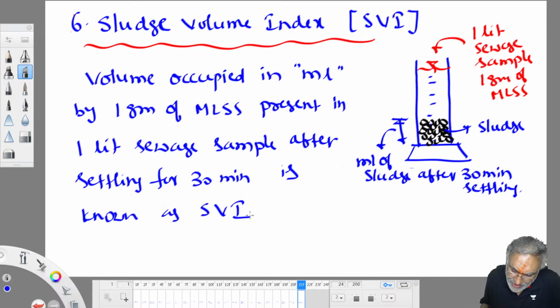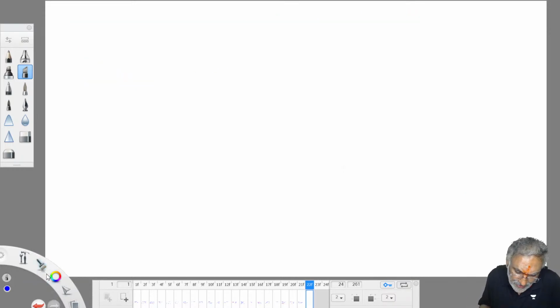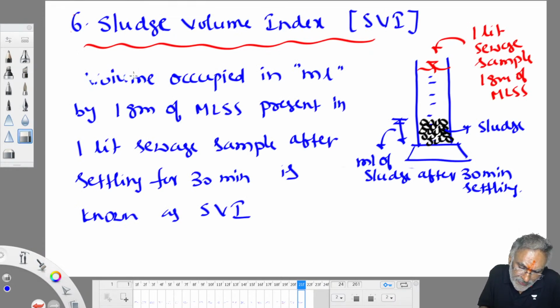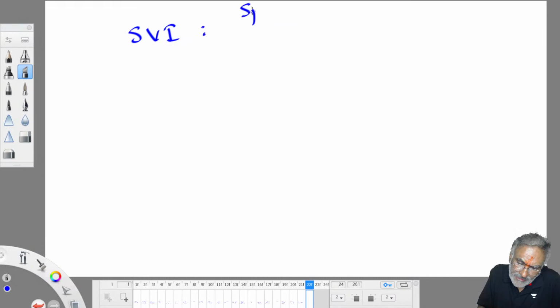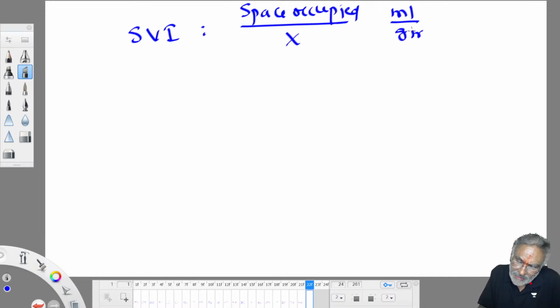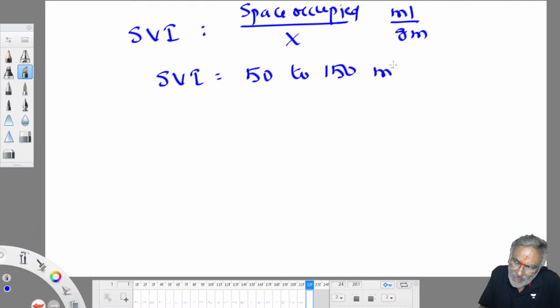So for your comfort and convenience, I am writing sludge volume index is equal to space occupied in ml, not volume, space, divided by X value. Substitute space occupied in ml, X in grams, you will get the answer in ml per gram. Sludge volume index for Indian conditions normally varies anywhere between 50 to 150 ml per gram in case of activated sludge process.